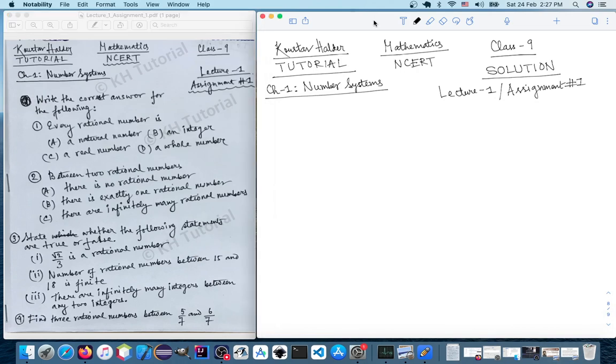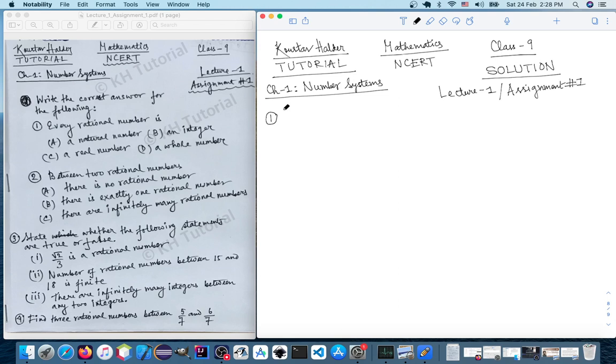Okay, so this is the assignment number 1 of lecture number 1 that I provided in the previous video. So let's answer the problems. The first two problems, we have to select the correct choice. The first one says that every rational number is, choice A is a natural number, choice B is an integer, choice C is a real number, choice D is a whole number.